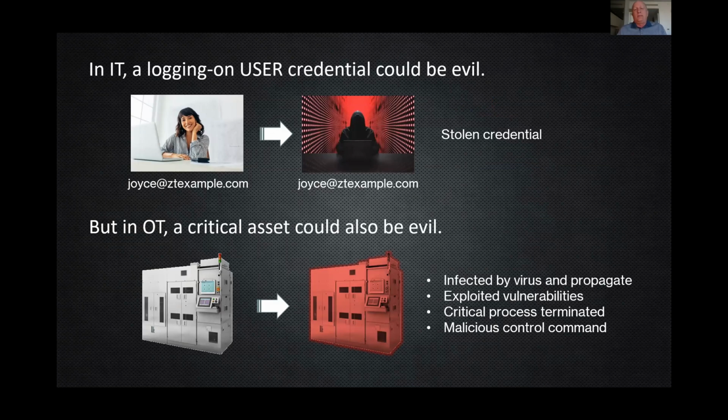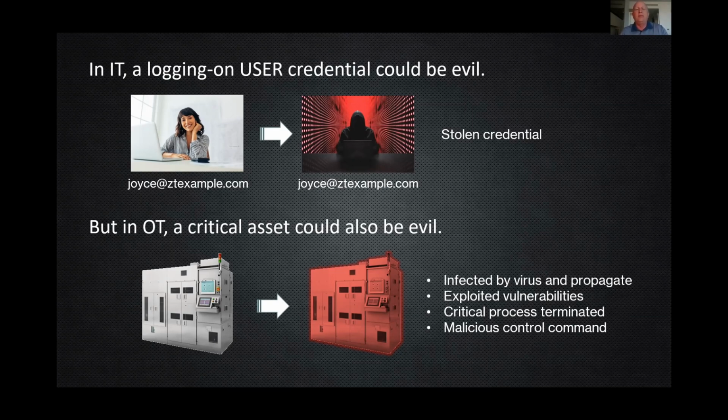What's the reason? Why are we actually doing this? So in IT, like I said, we're protecting the user. Stolen credentials is a really good example of that. In OT, an asset can be, it says evil. I should have changed that. I don't like the evil, but it could be malicious, right?